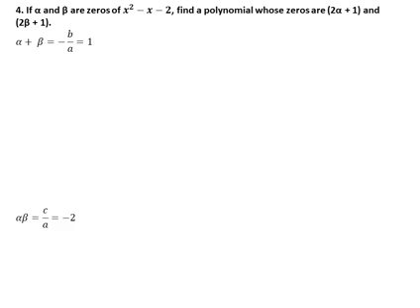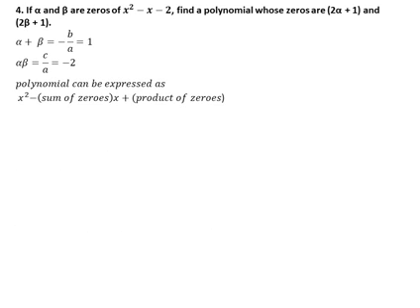Alpha beta is equal to c by a. So c value is -2, a value is 1. So -2 by 1 is equal to -2. So we found alpha plus beta, alpha beta. Now let me come to the second half. Here they have already given the two zeros. For the two zeros we need to find the polynomial. Usually how do we frame the polynomial from the zeros?